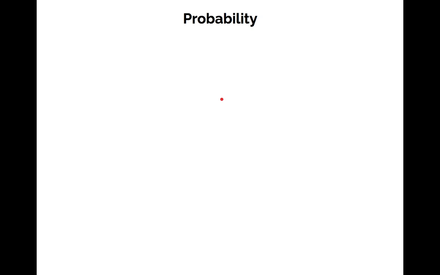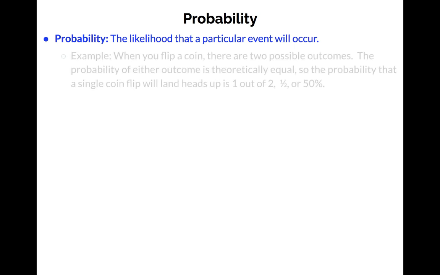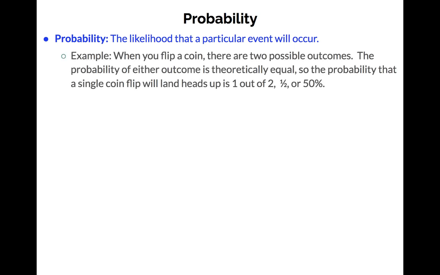All right, so now let's talk about probability. So probability is the likelihood that a particular event will occur. And so, for example, when you flip a coin, there are two possible outcomes, heads or tails. And the probability of either outcome is theoretically equal. Again, we know that if a coin is heavier on one side, conditions or environment could change it, but theoretically it is equal. So the probability that that single coin flip will land heads up is 1 out of 2, 1/2, or 50%.